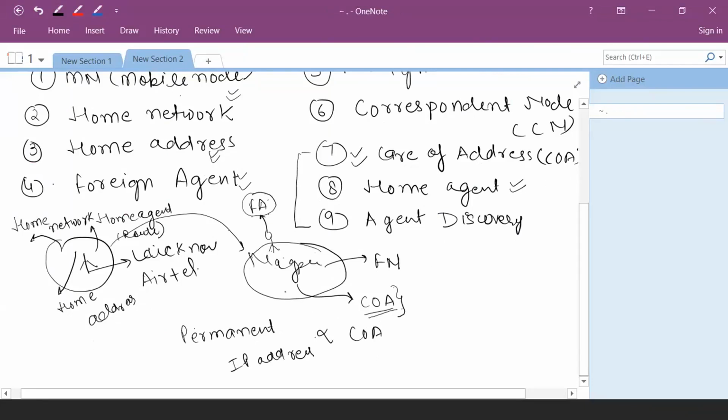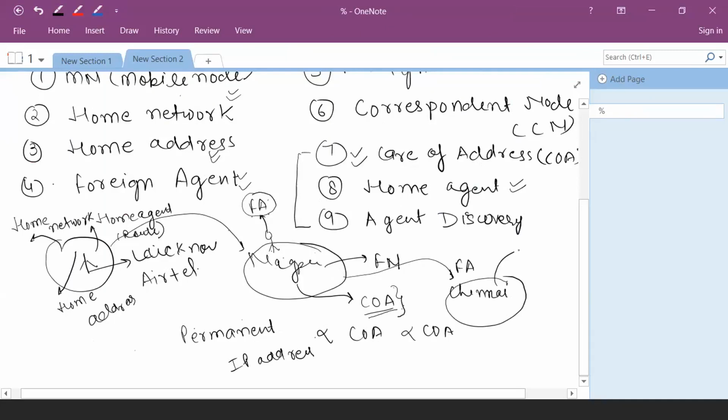Suppose I have an interview and I want to change my location from Nagpur to another state, it can be Chennai. So the foreign agent inside this Chennai area is responsible for allocating me a new care of address. So a home address may directly map to multiple care of addresses.